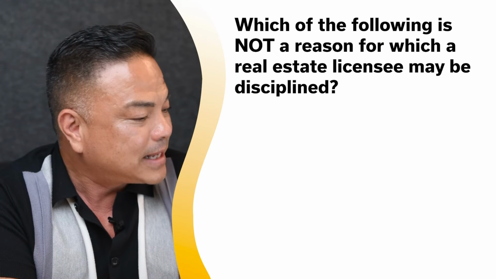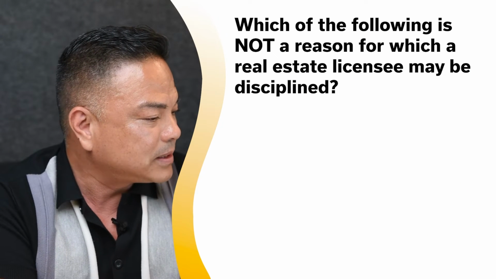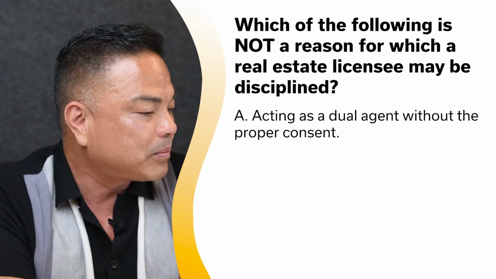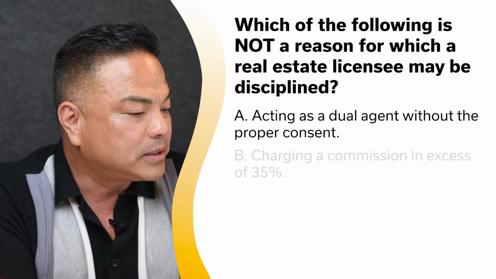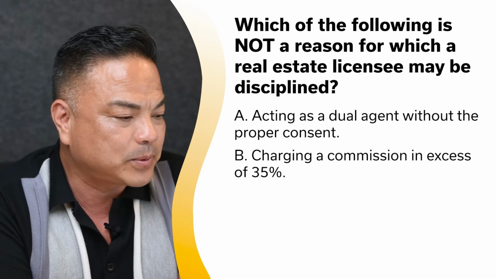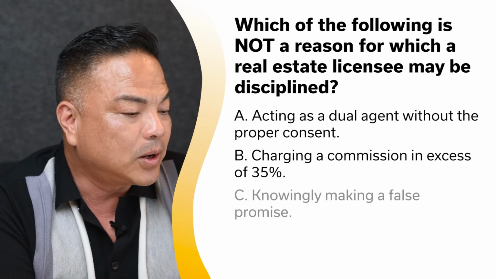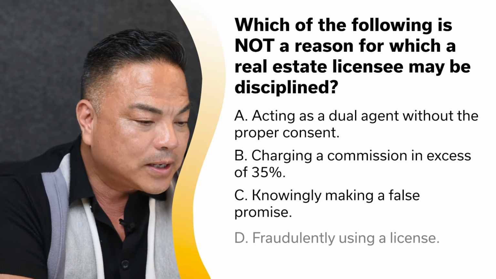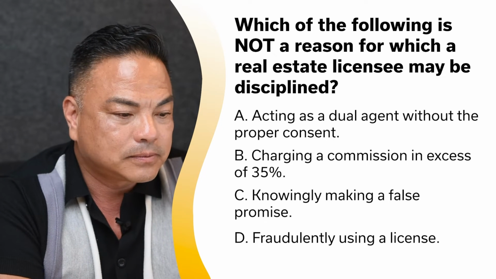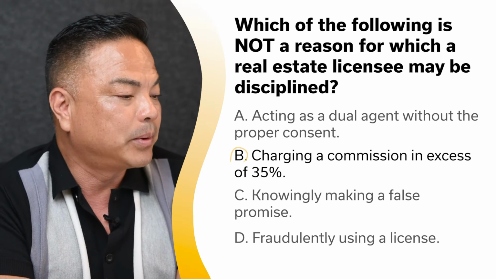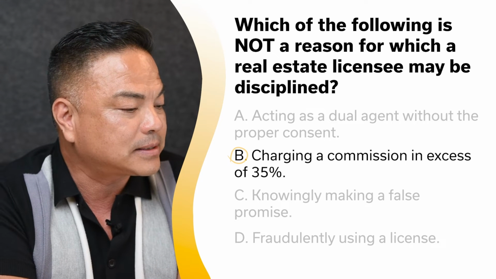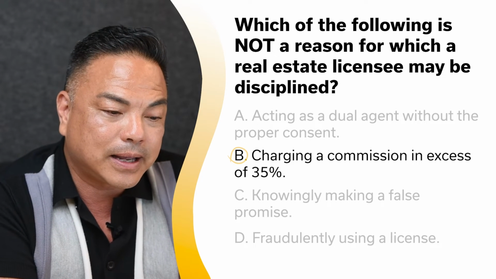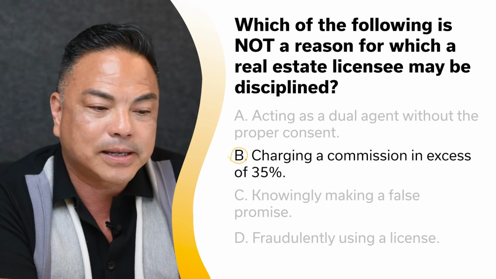Which of the following is not a reason for which a real estate licensee may be disciplined? A, acting as dual agent without the proper consent. B, charging a commission in excess of 35%. C, knowingly making a false promise. D, fraudulently using a license. And the answer is B as in boy, charging a commission in excess of 35%. Commission rates are negotiable between the broker and the client and are not regulated by the Real Estate Commission.